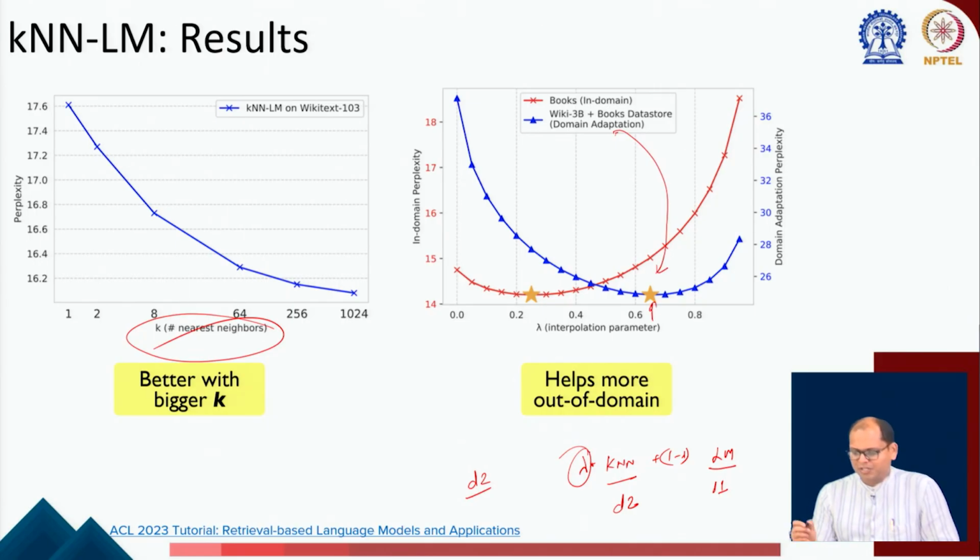They put lambda close to say 0.65 or so. That means put more focus on KNN, while if they are doing in domain, they will put lambda to be something like 0.25, where they are more focused on the current language model, but you are also getting some idea from the retriever.